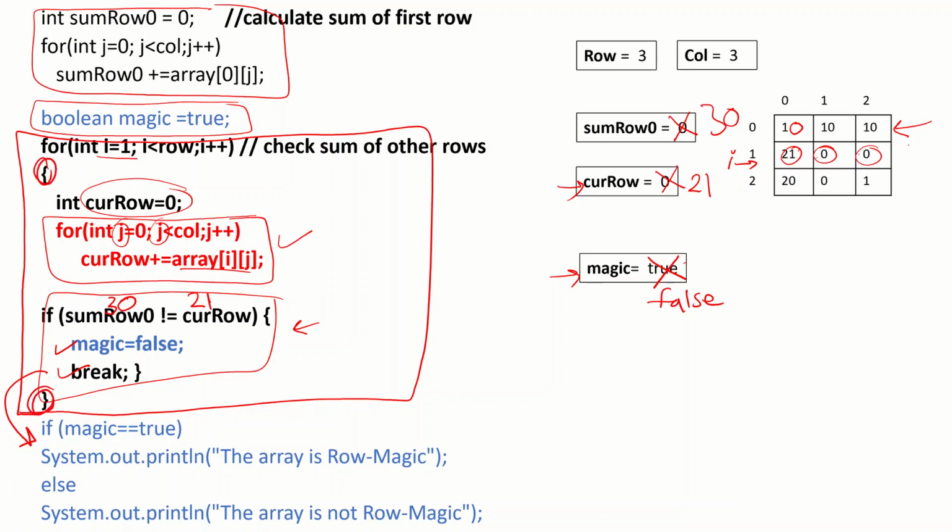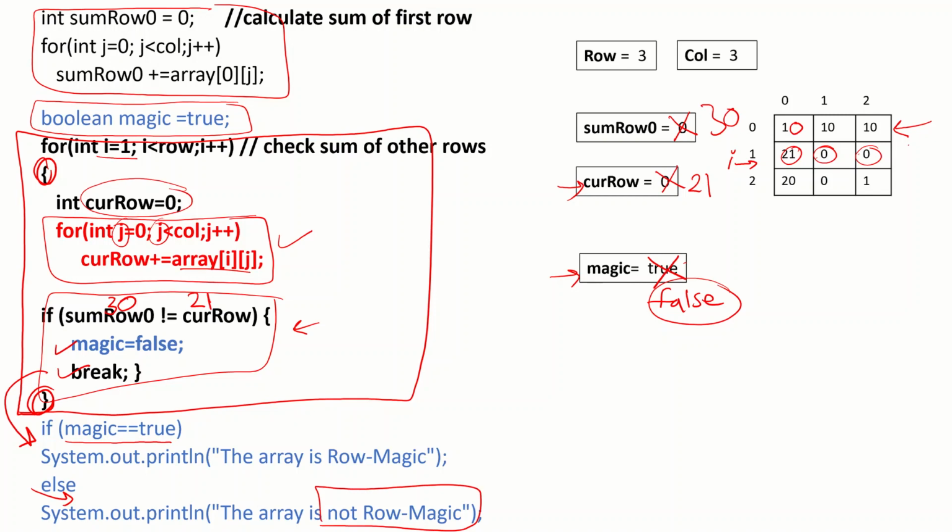Now, once you exit your loop, you have to check: did you exit as a result of checking all the rows, or did you exit because one row had a summation that is not equal to the first row? We find this by doing a double check with the magic variable. So here we have a statement: is magic equal to true? Our magic is not true, it is actually false. So we will come to the else and output a message: our array is not a row magic.